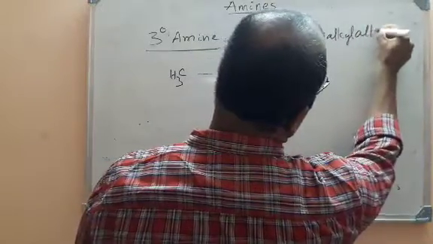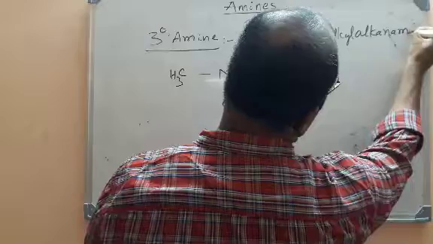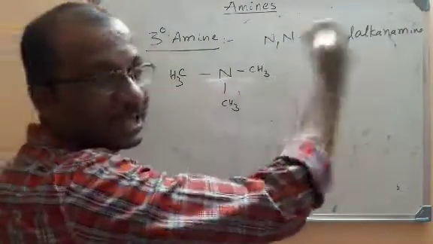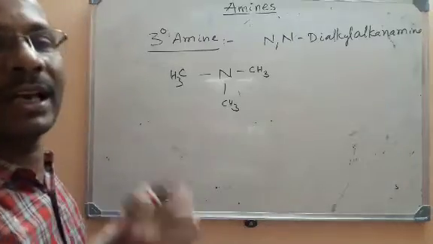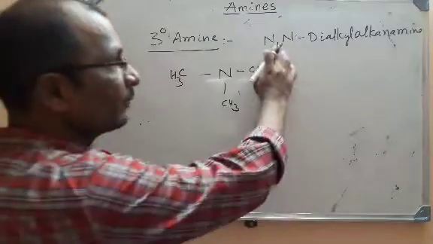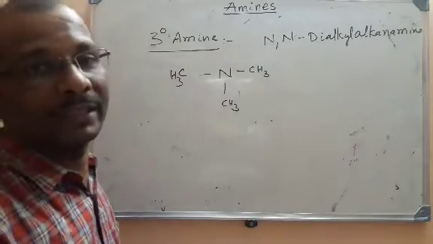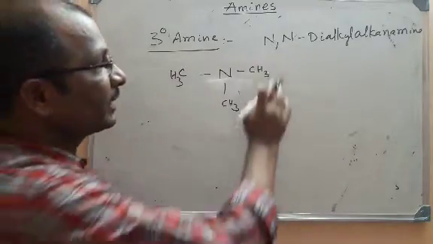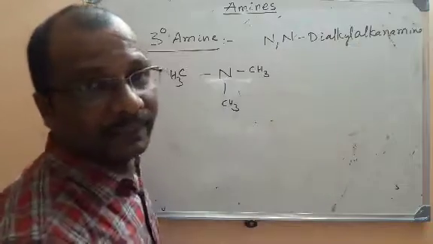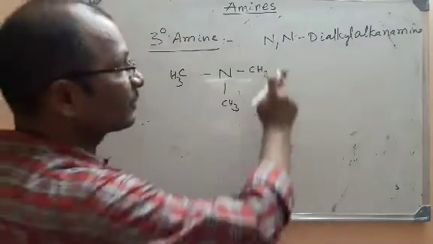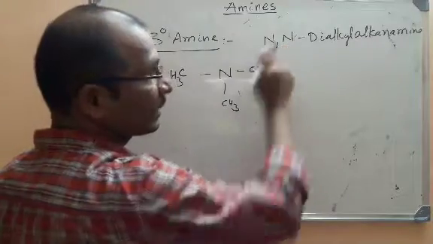dialkyl alkanamines. Please note that secondary amines are N-alkyl alkanamines. N is for nitrogen. It indicates that there is a substitution on the nitrogen of the amine. In case of secondary amine, it is N-alkyl alkanamine. In case of tertiary amine, it is N, N, which indicates that 2 substituents are on the same nitrogen.